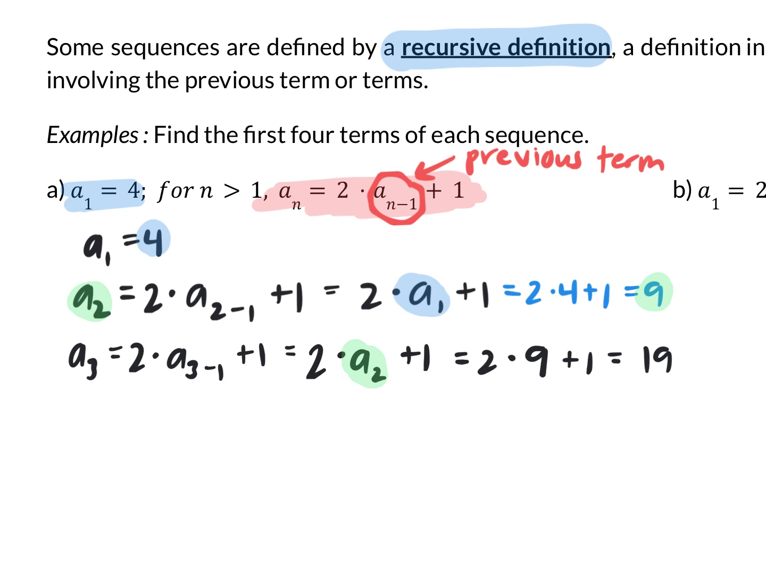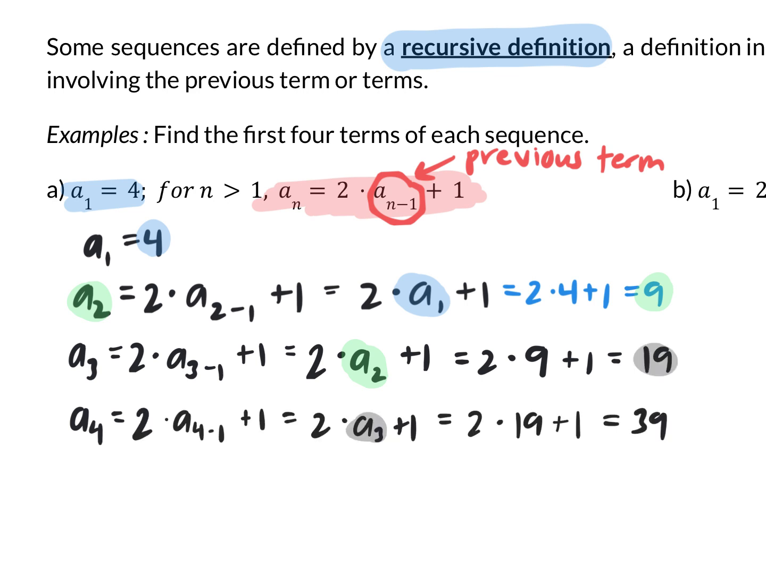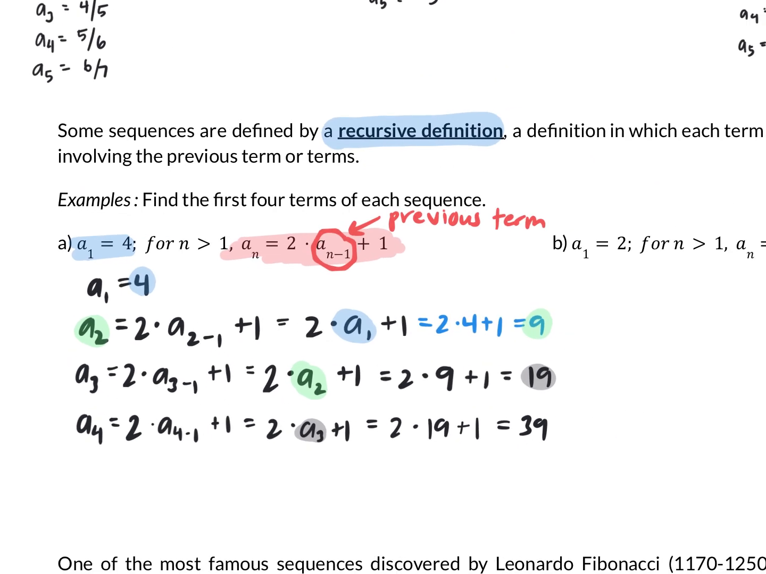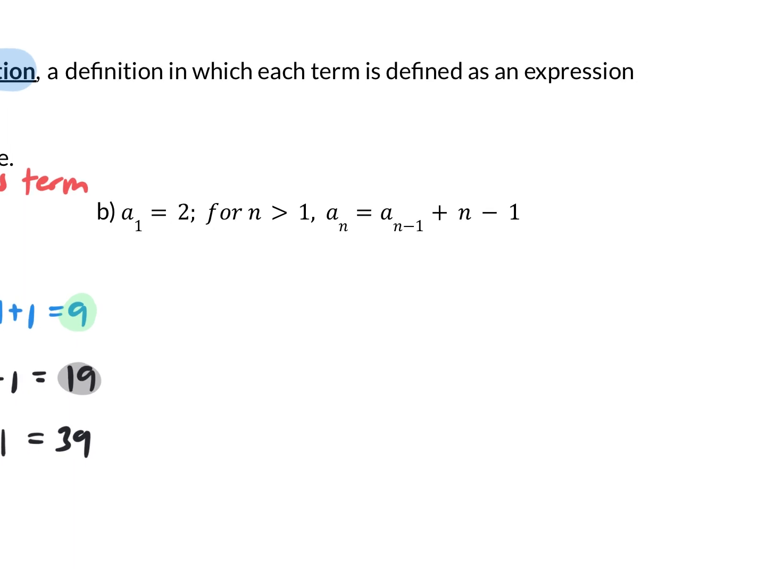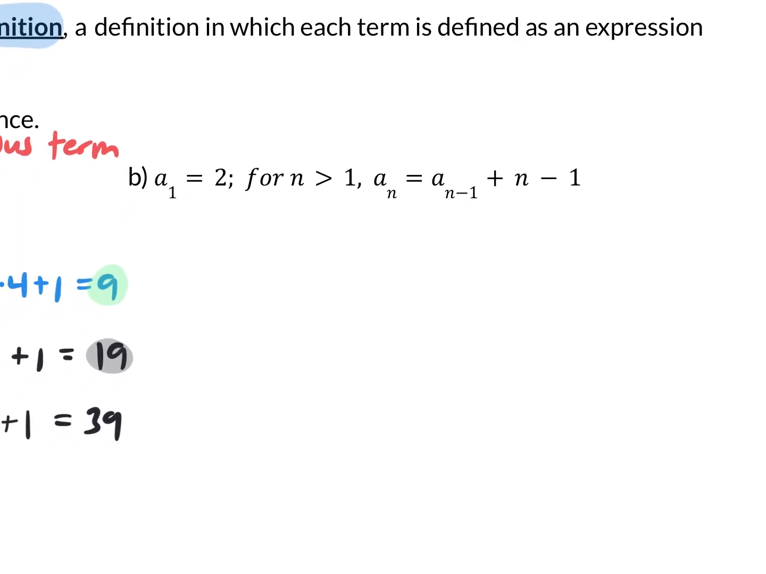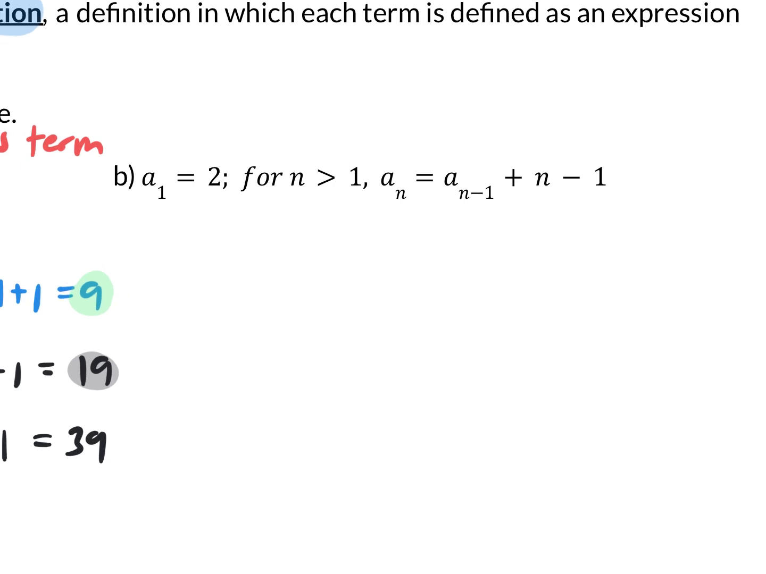Go ahead and find the fourth term for me of this sequence. You're going to have to use the previous term to evaluate it. Do we all get 13? Or 39, sorry? Yes? Okay, good. All right. Well, let's look at this second example here. Same idea, just a different recursive equation here. So I've got a sub 1 equals 2, so I've already got my first term in my sequence, and I need 4 terms.